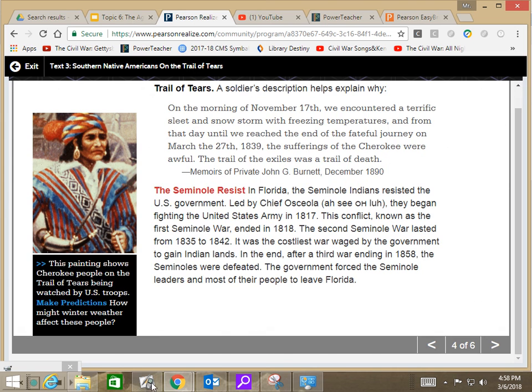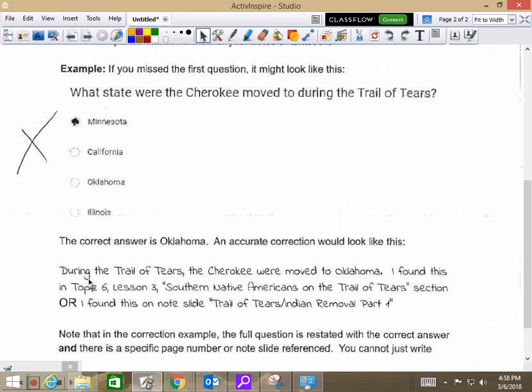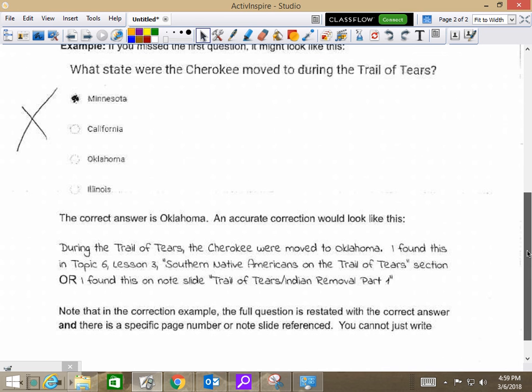So back to the example on the sheet. I can put, during the Trail of Tears, I found the Cherokee were moved to Oklahoma. I found this in topic 6, lesson 3, Southern Native Americans on the Trail of Tears. And that way I have written out the whole statement, whether it's a true, false, fill in the blank, check all that apply, or multiple choice. I'm writing out a complete thought and then defending it with one of these 2 proofs. You do not have to have both.